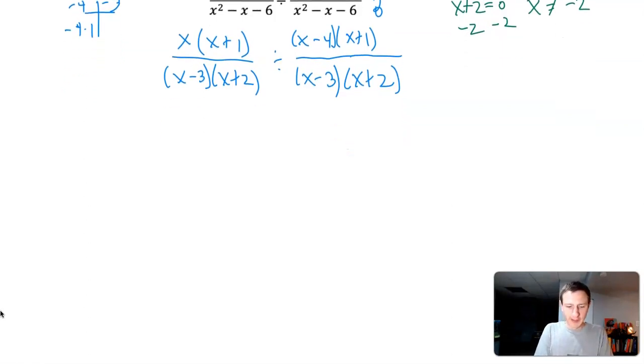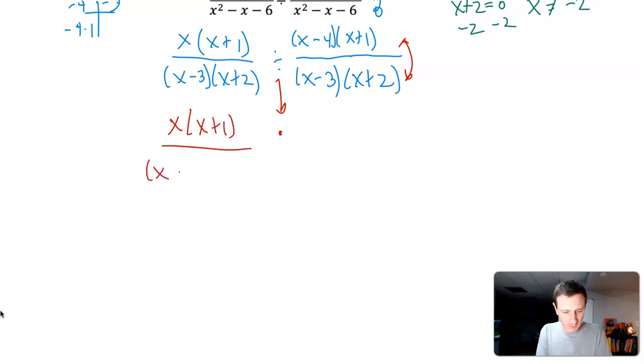So now that we've identified what x cannot equal, let's move forward with the actual process. I factored everything. Now we want to change this to multiplication and take the reciprocal of the second fraction. I'm going to leave the first one the same and change the division sign to times. So we have x times x plus 1. The first fraction is not changing.